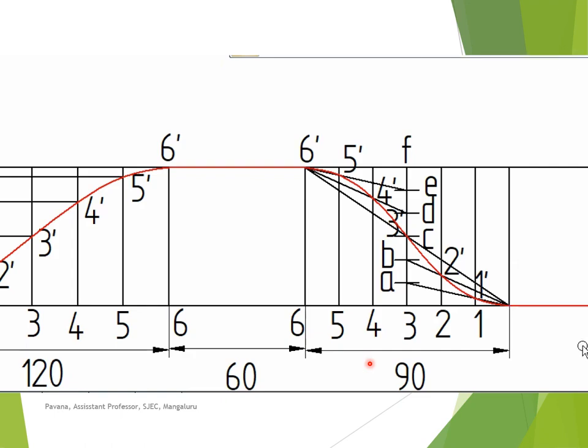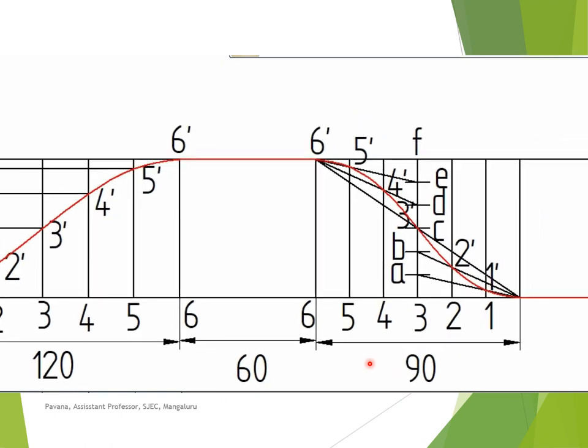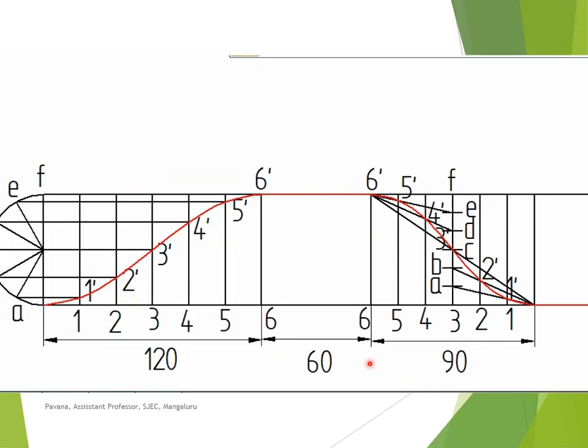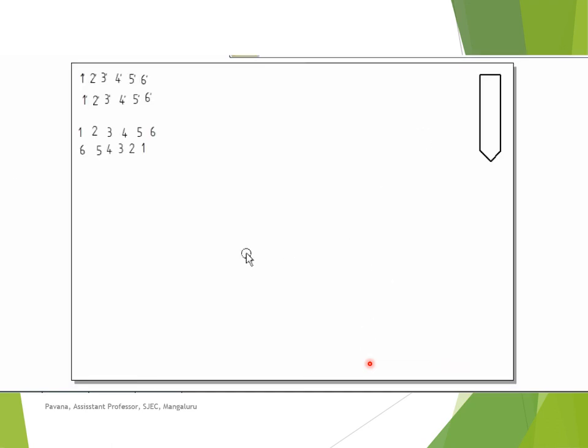Last is dwell, so just continue the line constant. So this is how the displacement diagram is drawn. Now this curve is very important. For any problem, first you have to draw the displacement diagram. So this is how a displacement diagram looks. Next we will see the second part of the problem, that is drawing the cam profile. We need this displacement diagram to draw the cam profile, so we will move to the cam profile, second part.